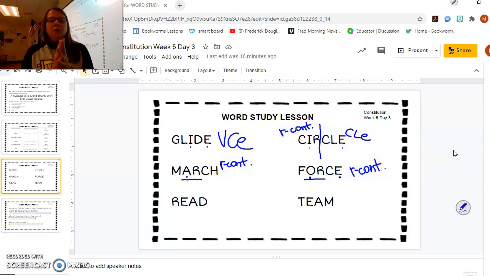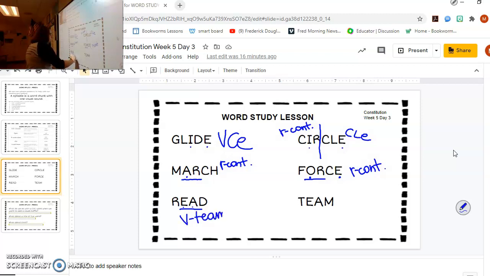Read. Read. 1 syllable, 2 vowels. I see 2 vowels working together to make 1 sound, so this is vowel team. And then team. Ready? Team. Again, 1 syllable. A lot of 1 syllable words today. Only circle had 2 syllables. And team is vowel team also.